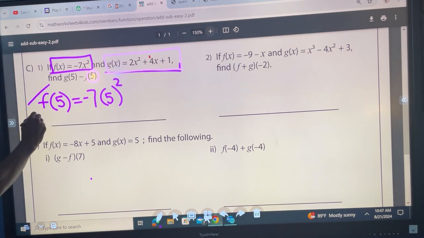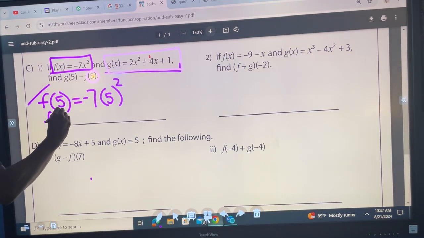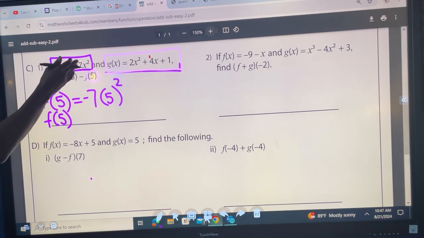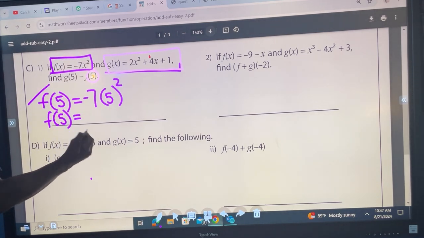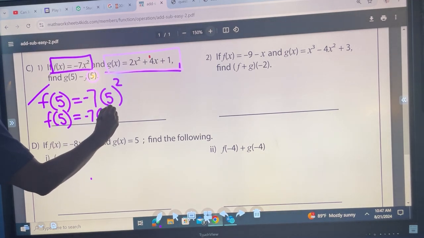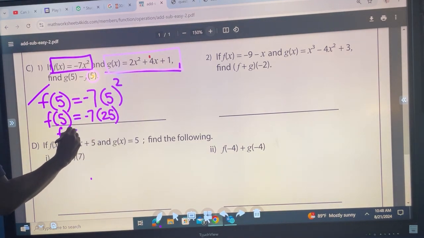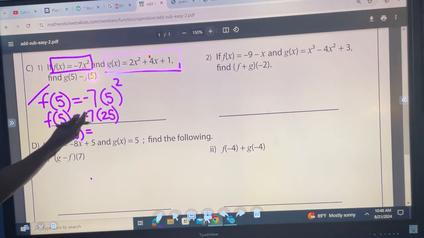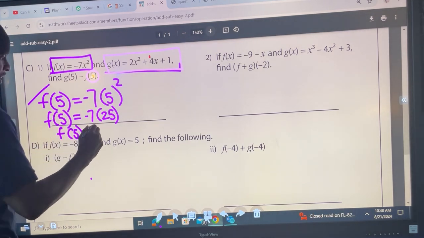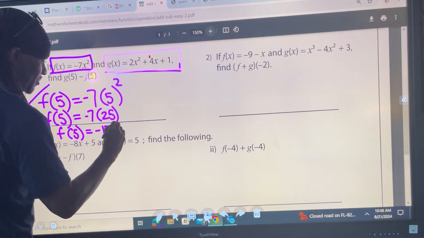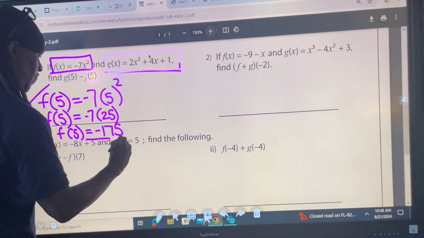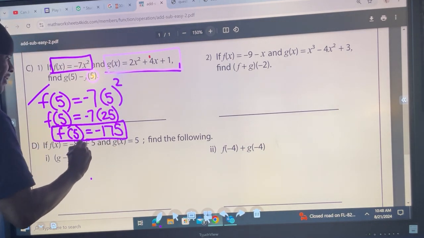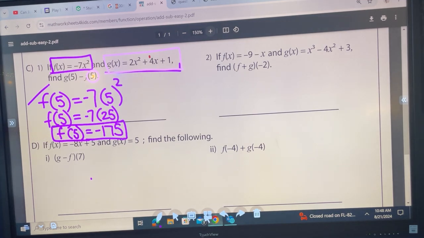So now we want to solve it. When this function, negative 7x squared, is at 5, what does it equal? Well, what's 5 squared? 25. So this 25 becomes negative 7 times 25, which makes the function of 5 negative 175. This man knows his dollars and cents. So you got the first term. Yes, f of 5 is negative 175.